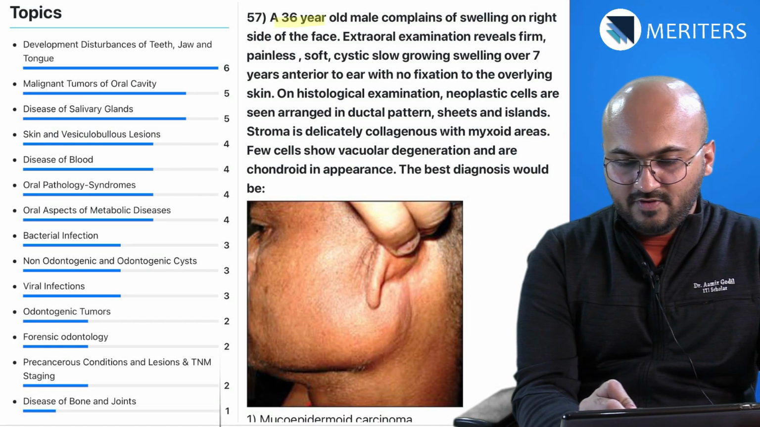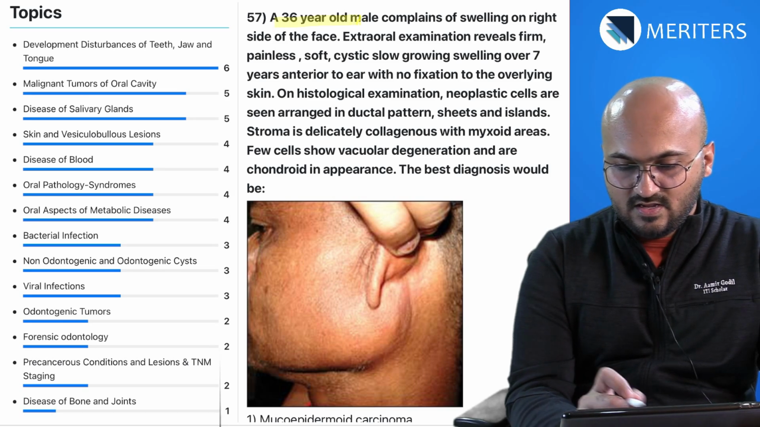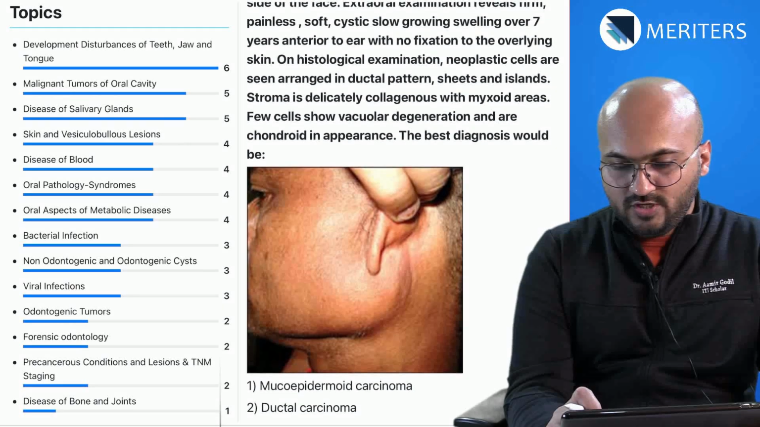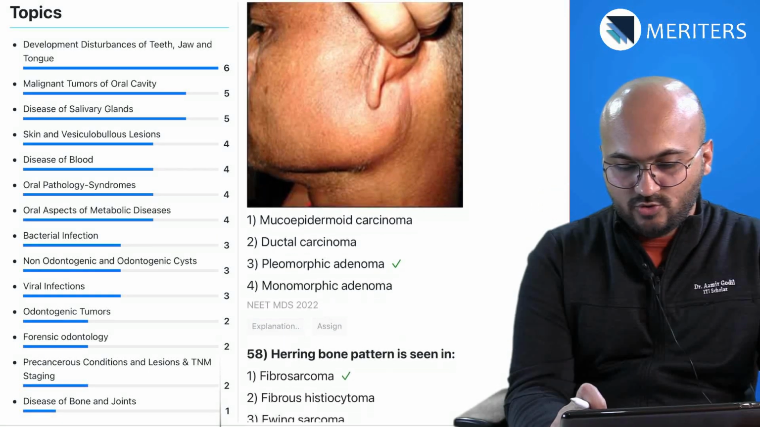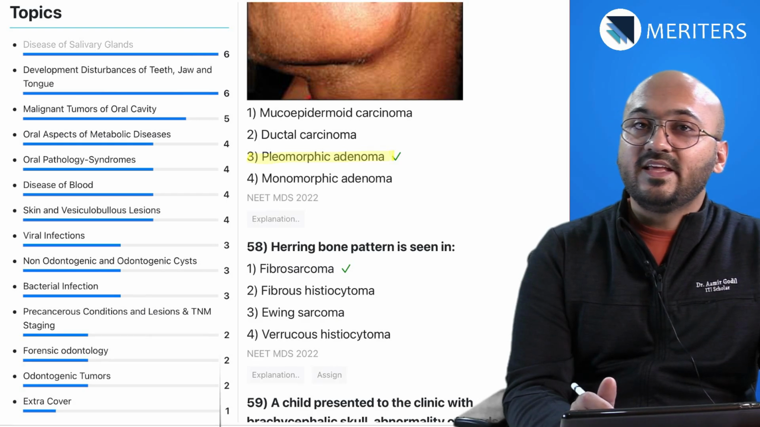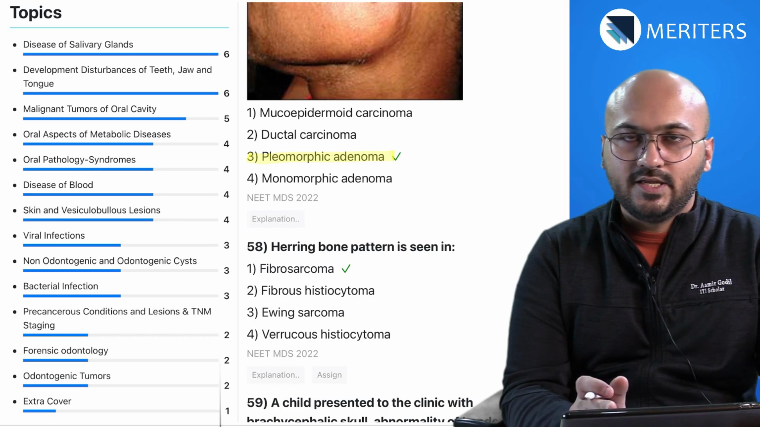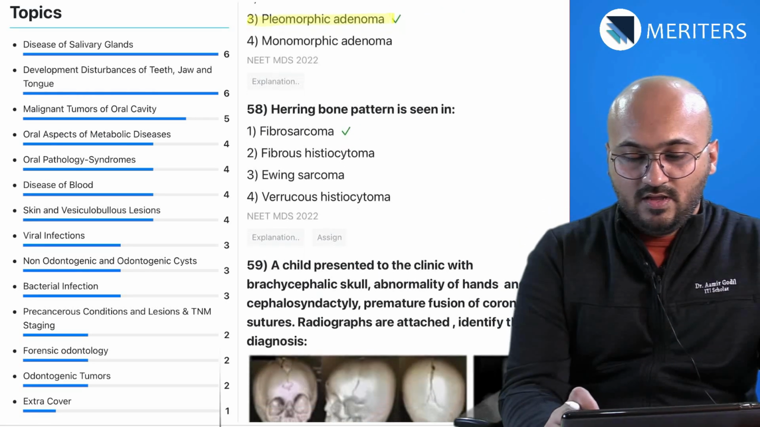Then a 36-year-old male complains of swelling on the right side of the face. And then there is a whole big story. The best diagnosis would be... So this is a case of pleomorphic adenoma. This is like the 5th time that we've seen pleomorphic adenoma in a clinical and case-based question so far.